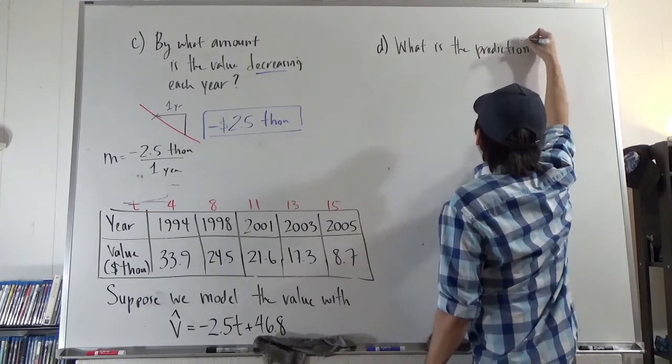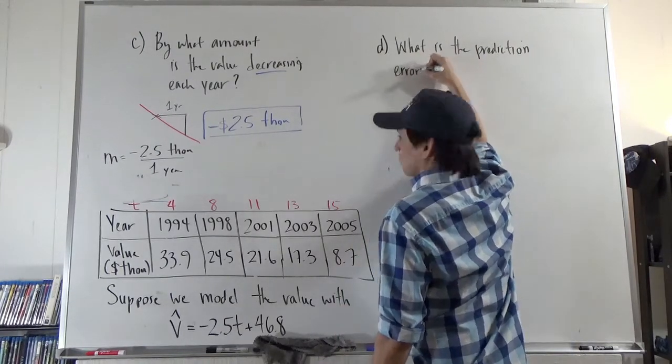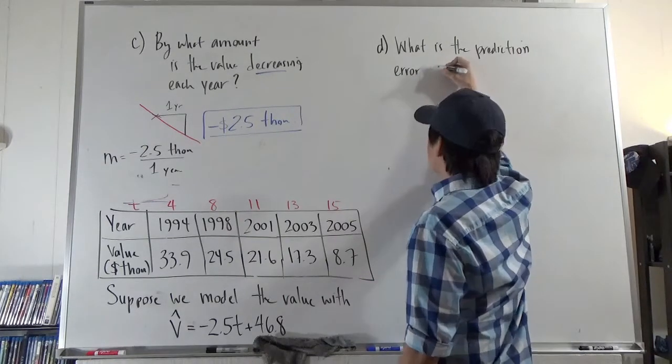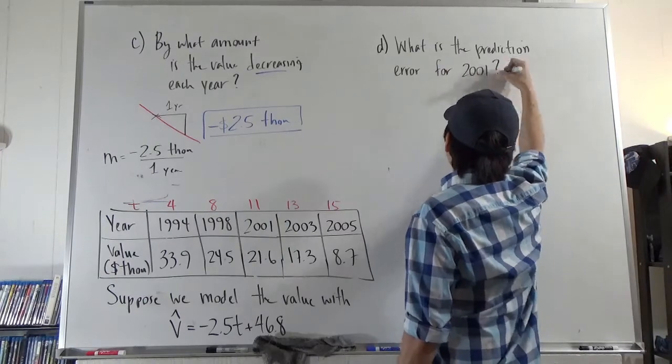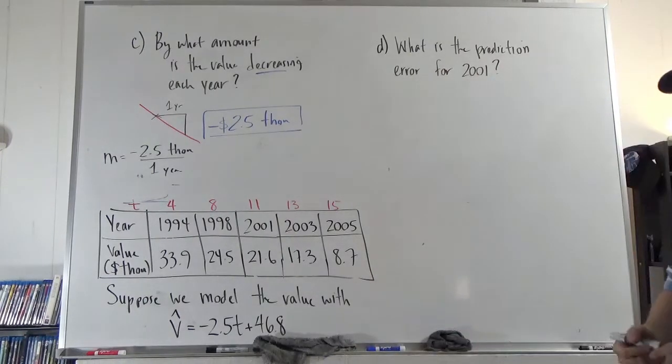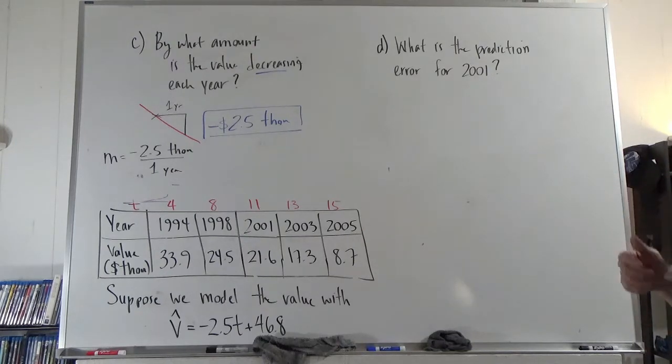What is the prediction error for 2001? Now here I'll pause and make sure you can do that and let you work it out. So I'm going to pause for a little bit, but I want you to pause the video and work this one out.